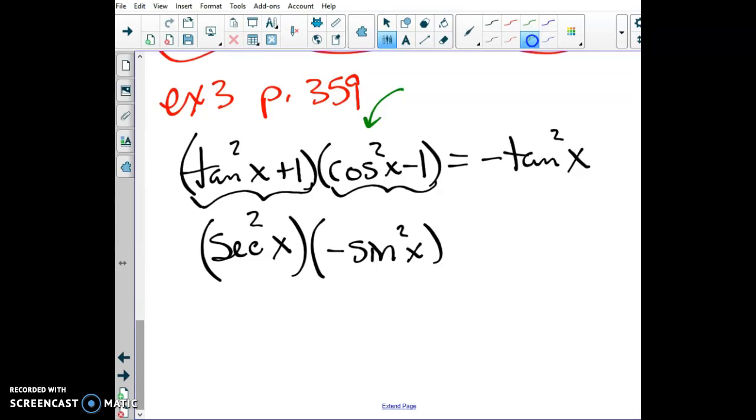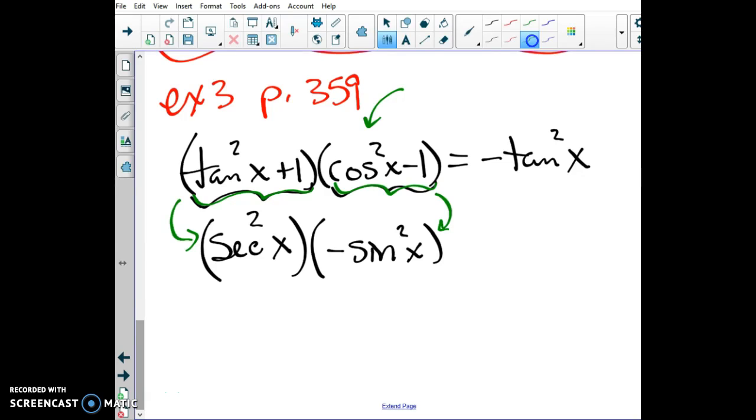Of course, we're going to work on the left-hand side, way more complicated. We're going to show these two equal to negative tangent squared x. So both of these are Pythagorean identities, and we should have that sheet handy. We can see that tangent squared plus 1 is equal to secant squared. So we've done that substitution, and we know cosine squared minus 1 is the same as negative sine squared.